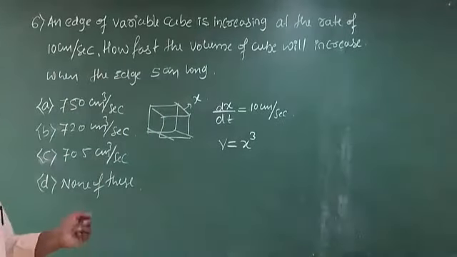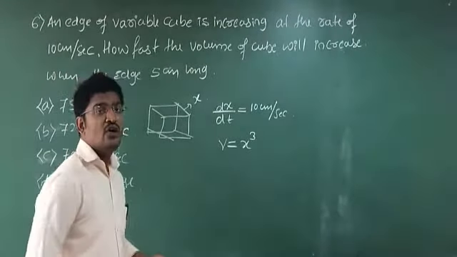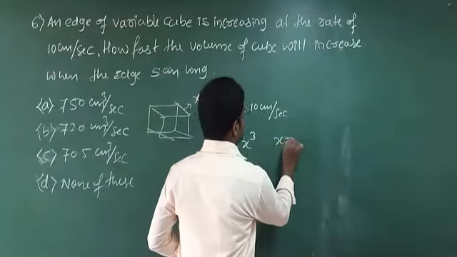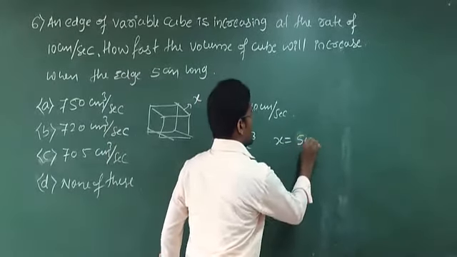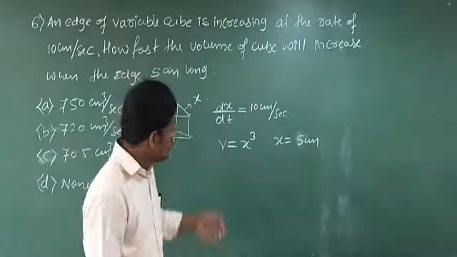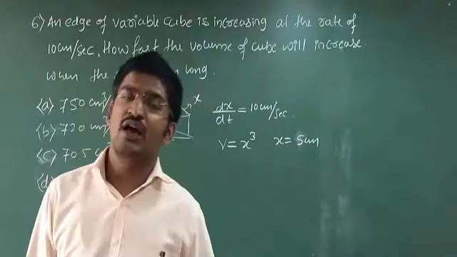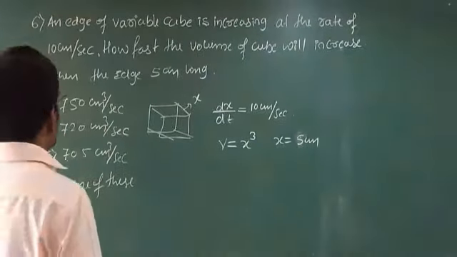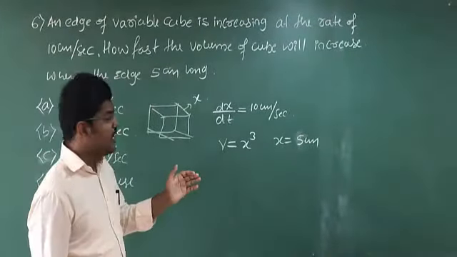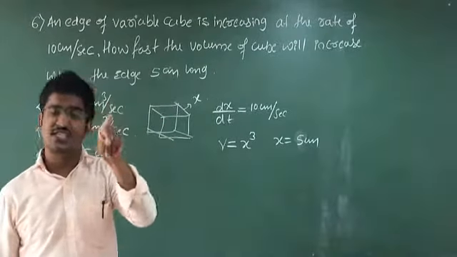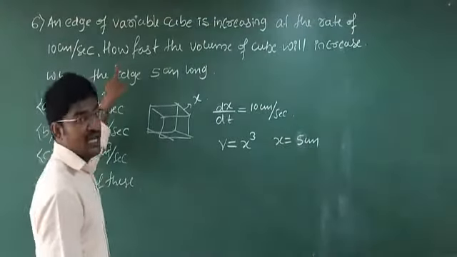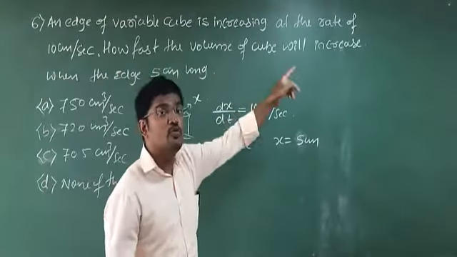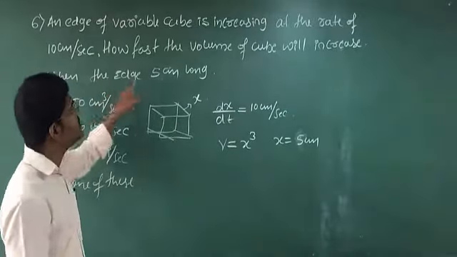So how fast will the volume of the cube increase when the edge is equal to 5 centimeter? That means the edge is 5 centimeter. What is the volume they are asking? Are you getting my point? So you have to calculate here the rate of change of volume with respect to time. Please understand that. Clear? Because here they are asking how fast the volume of the cube will increase when the edge is 5 centimeter.